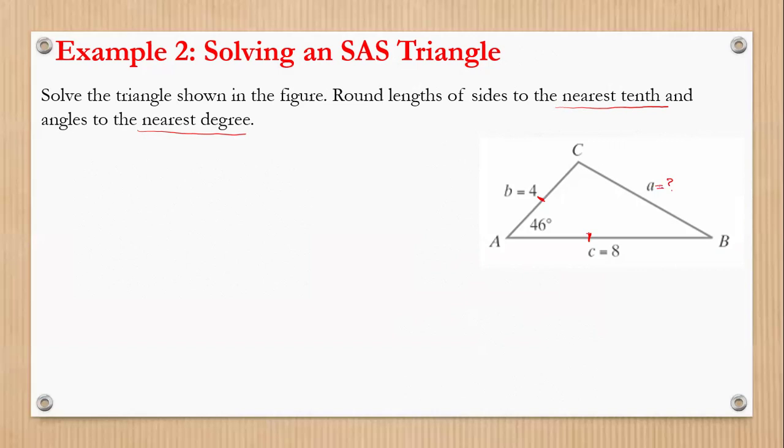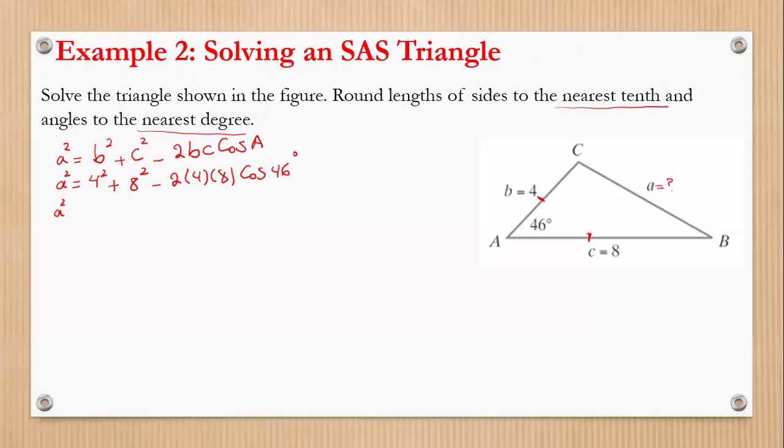Okay. So since I'm going to find side A, I will use this formula. A squared is equal to B squared plus C squared minus 2BC cosine of A. Replace numbers for B and C. B is 4 squared, which is 16. C is 8 squared, which is 64. 2 times 4 times 8 times cosine of 46. For finding the cosine of 46, you need a calculator.